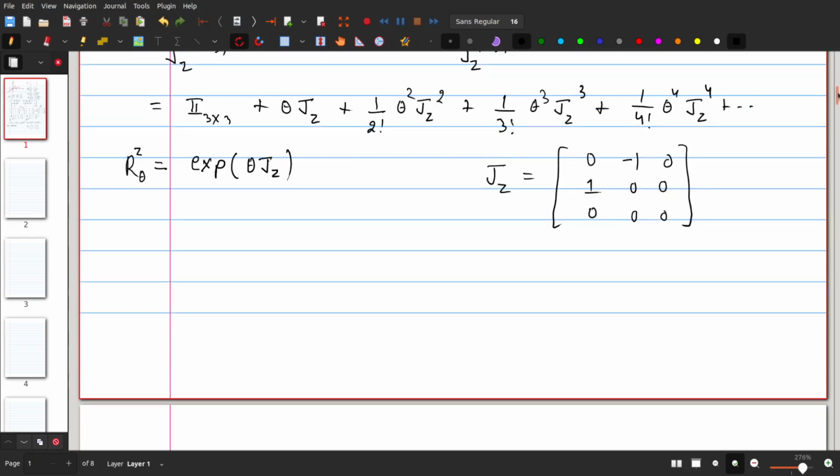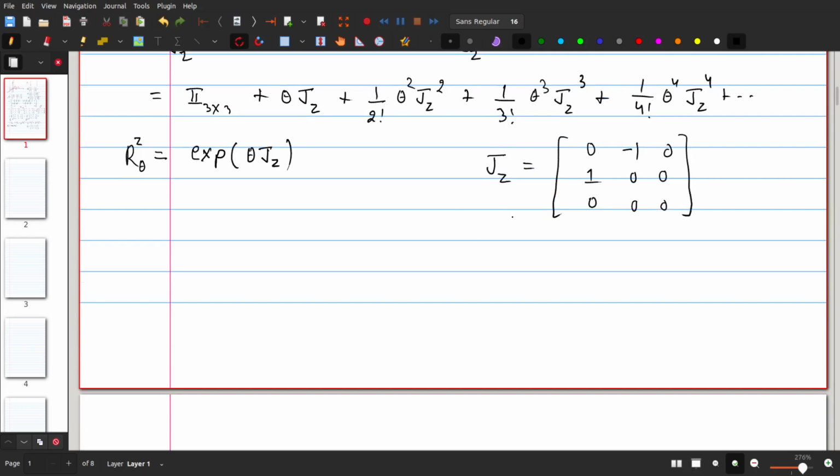This matrix, which when exponentiated gives a rotation, is called the infinitesimal generator of this rotation. So it is the infinitesimal generator of r theta z.